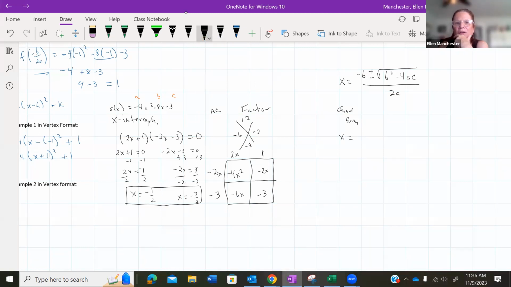So I have x equals -b plus or minus, and that's where the two answers come in. It's always plus or minus. -8 squared minus 4 times -4 times -3, all over 2 times -4. Okay, so the quadratic formula works. It works every time. It's just a lot of calculations. So you have to be careful with your positives and your negatives and don't let it throw you.